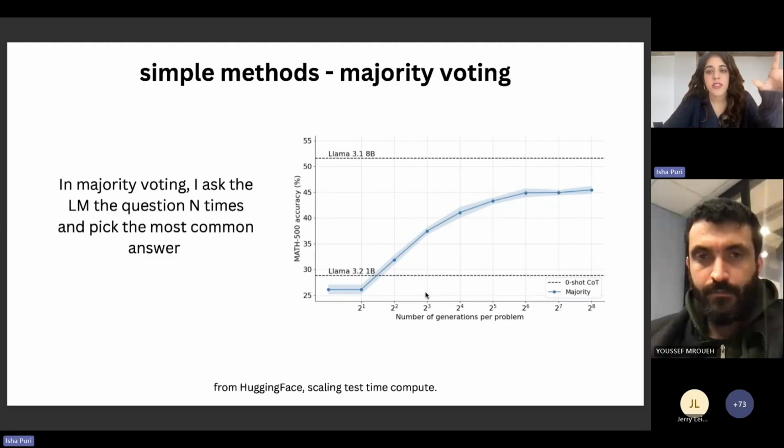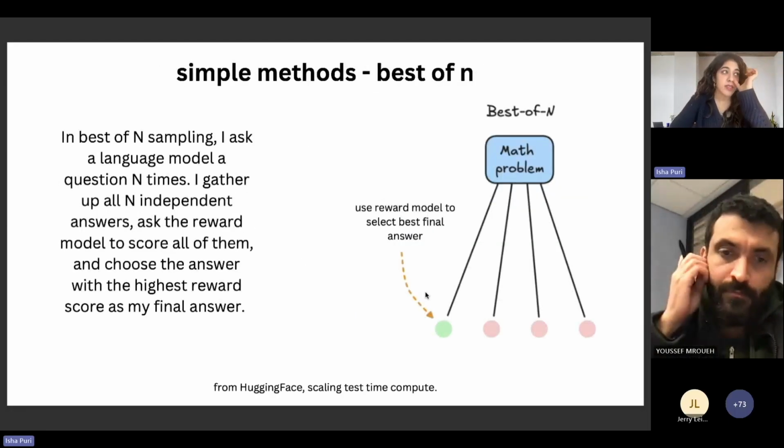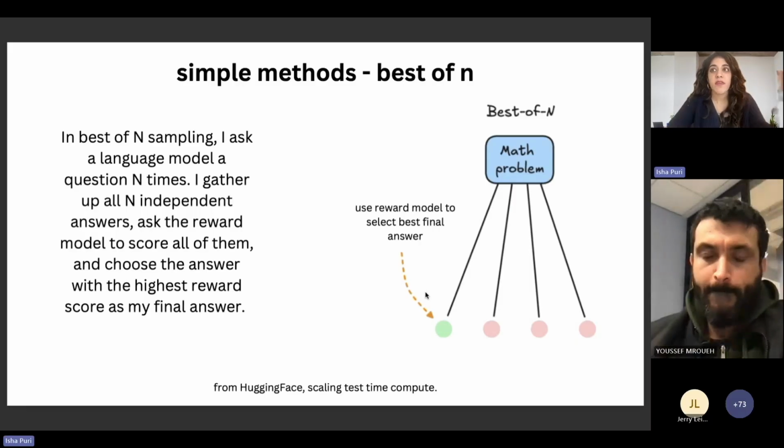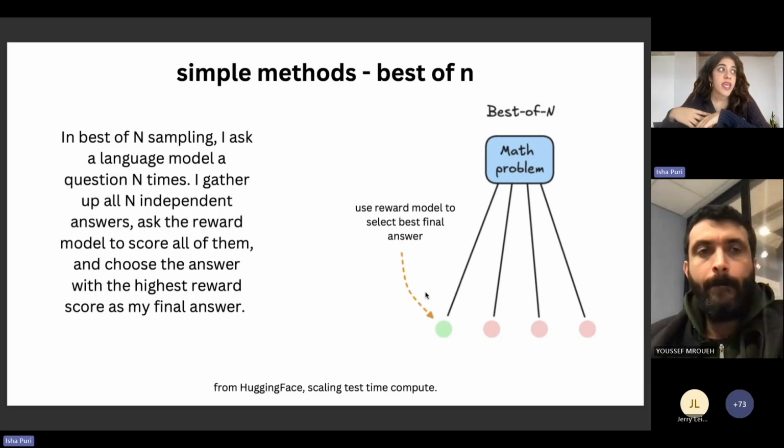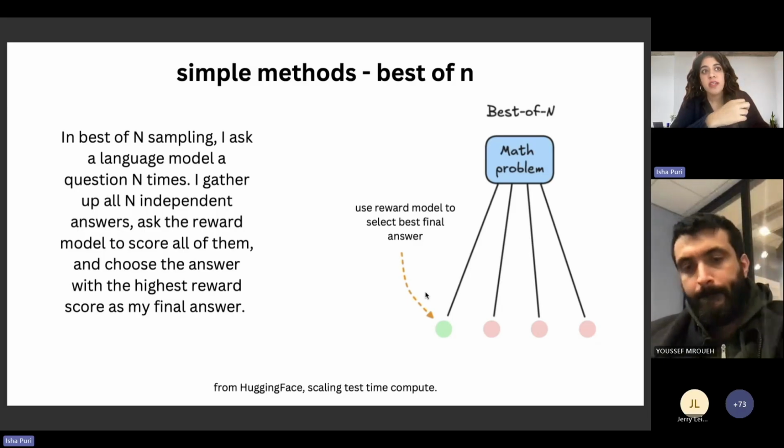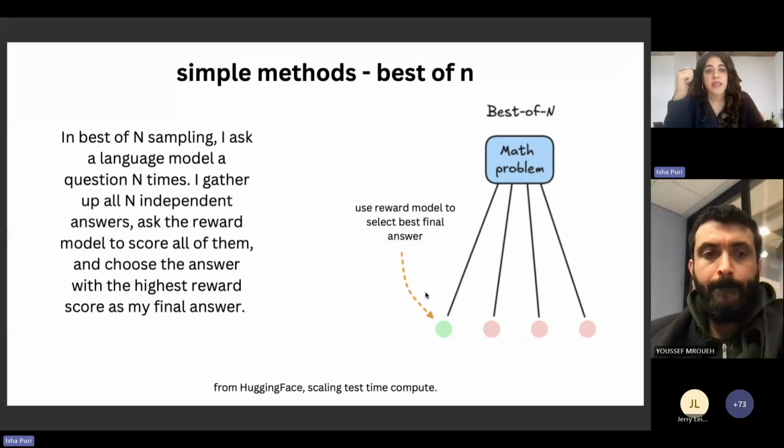So yes, this is a majority voting method, as we've discussed already. And the next one is we're going to take a step away from just majority voting, and we're going to say, okay, I could just take the most common answer. I could also have an external model, which in this case would be a reward model, trained to take a language model and to take a question and an answer and give it a score.